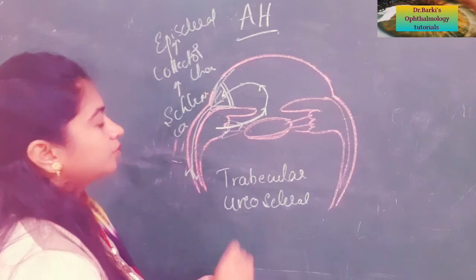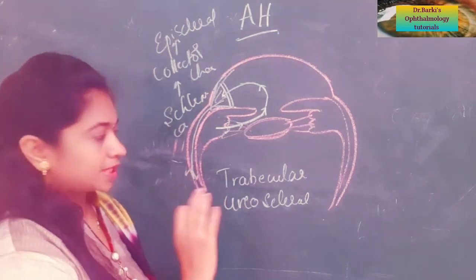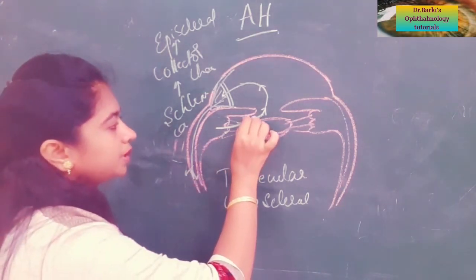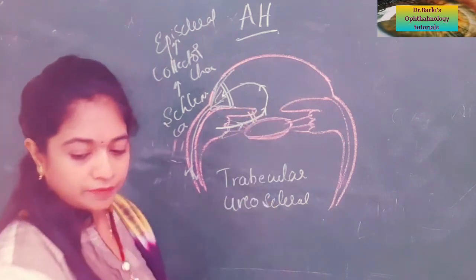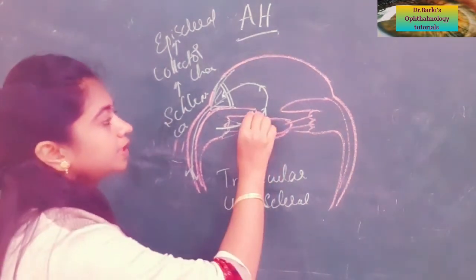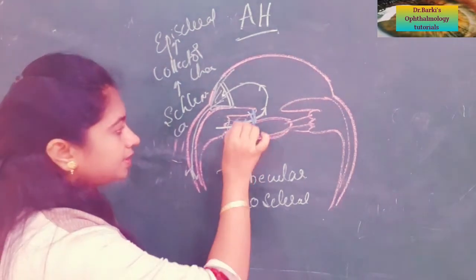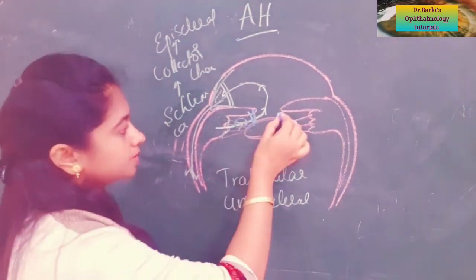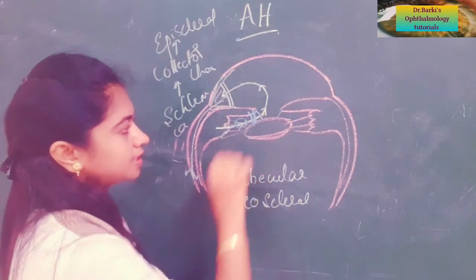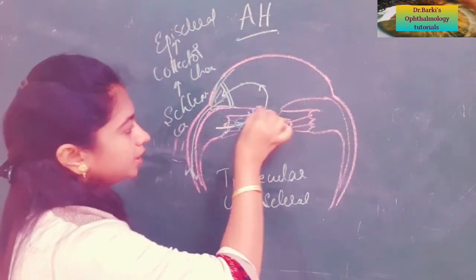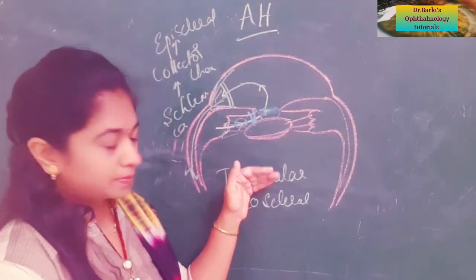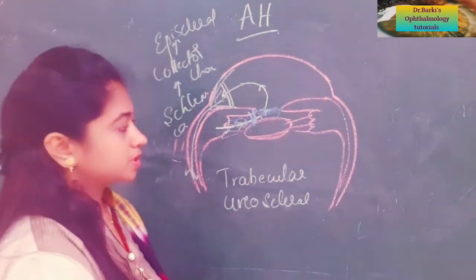Whenever there is a problem with the aqueous drainage, the problem can be here itself. If there is adhesion between the iris and the lens, the aqueous can get trapped here, leading to increased intraocular pressure. If there is synechiae between the iris and the lens, or there is pupillary block, the aqueous can get trapped in the posterior chamber, leading to intraocular pressure rise.